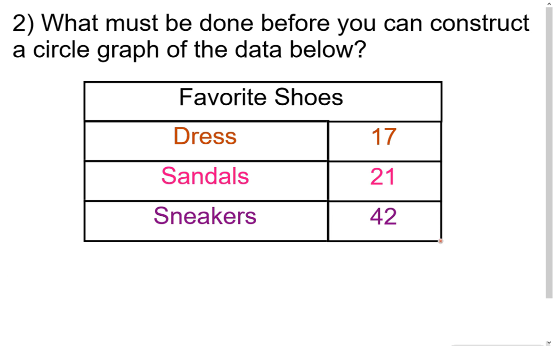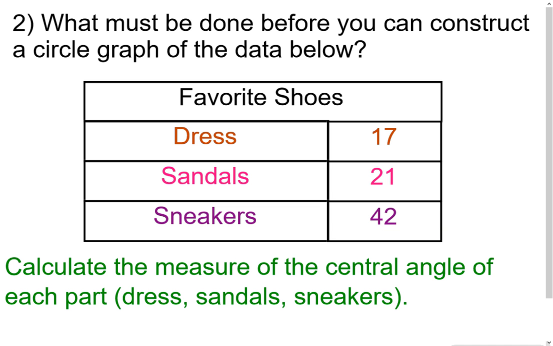Now, in this one, what do we have to do before we start constructing a circle graph with this data? In this one, notice we don't have the percentages. This one, we have the actual number of different types of shoes, whether it's dress, sandals, or sneakers. So the first thing that we would have to do here is figure out what is the measure of that central angle for each one of those. And remember, that's that part out of 360. So we'd have to turn that 17 into some measure out of 360 degrees. We're not going to worry about that part right now. I just wanted to point out what we'd have to do to first create that circle graph.